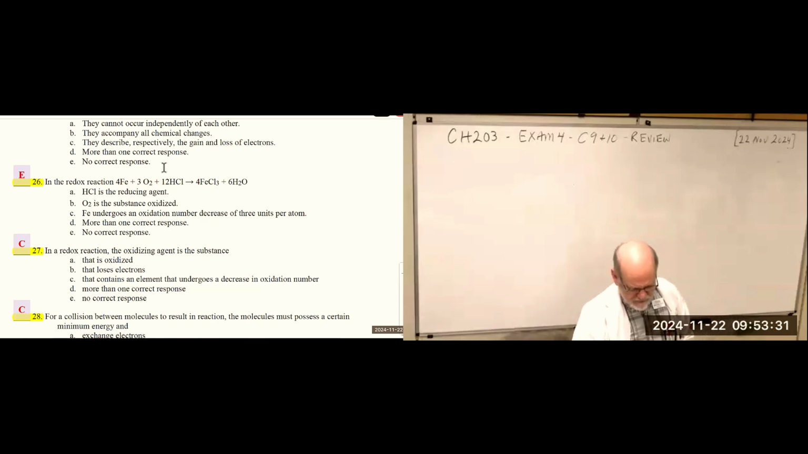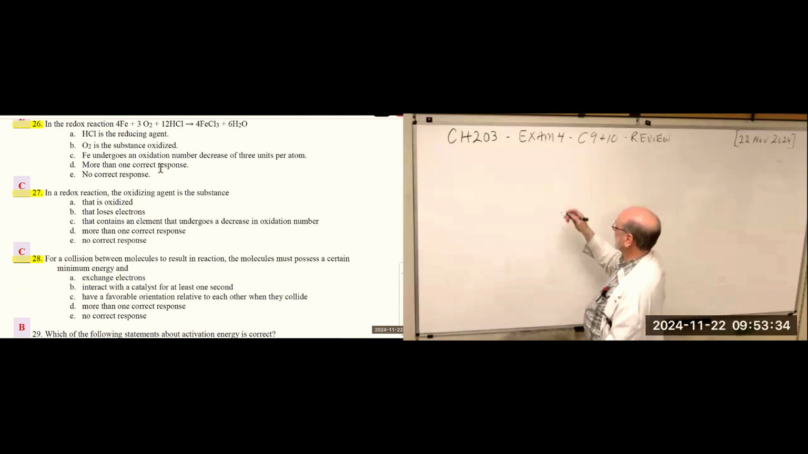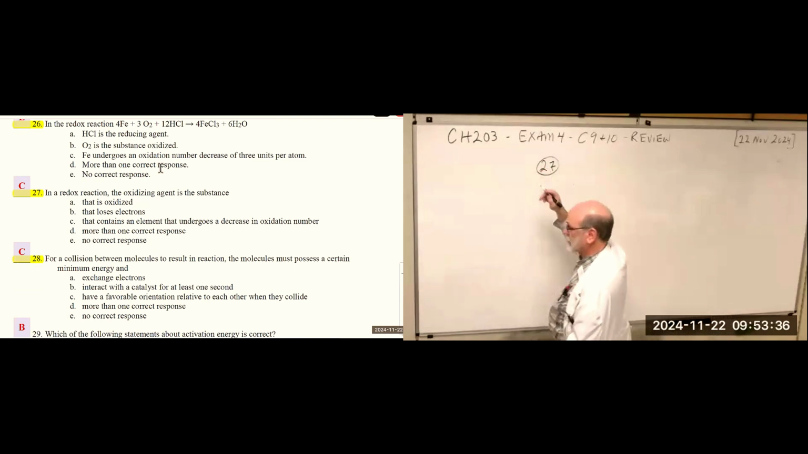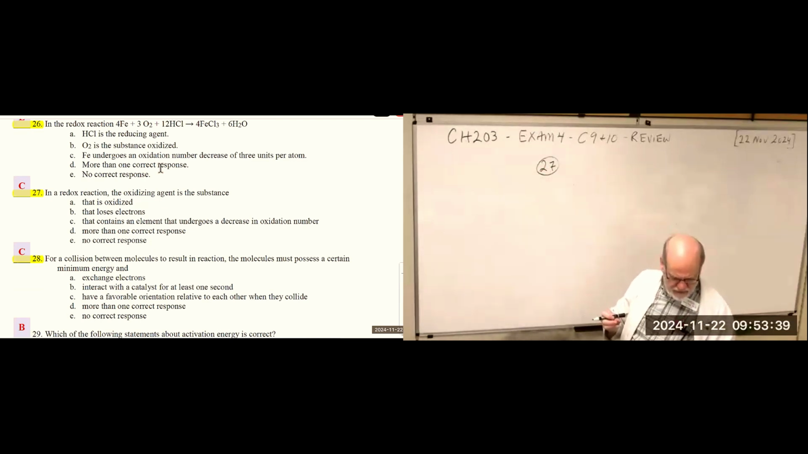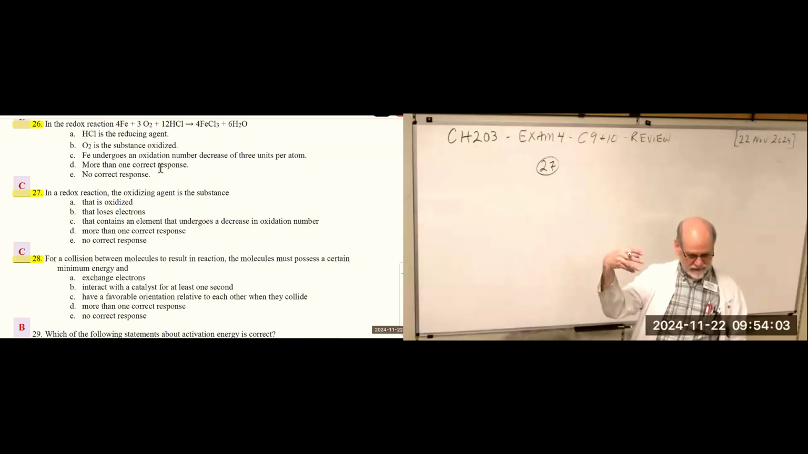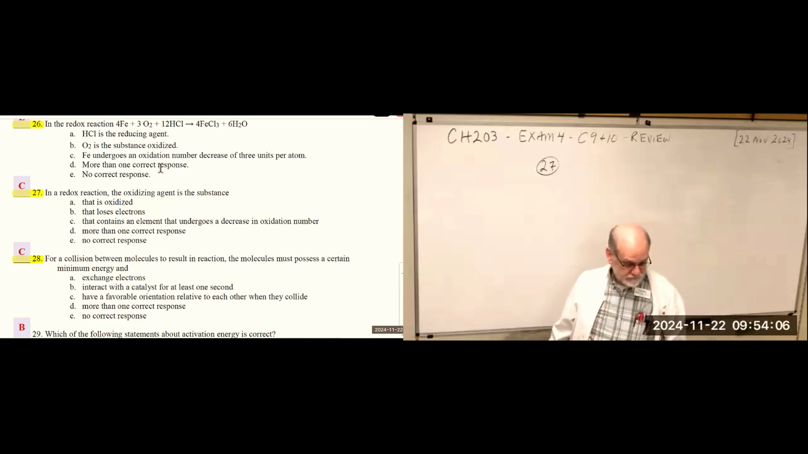Let's see, 27. In the redox reaction, the oxidizing agent is the substance reduced. So it gains electrons or it's reduced. A, oxidized, nope. B, that loses electrons, no. Oxidizing agent gains electrons. It causes oxidation. So it has to gain those electrons from something else to oxidize it. All right, so B is also false.